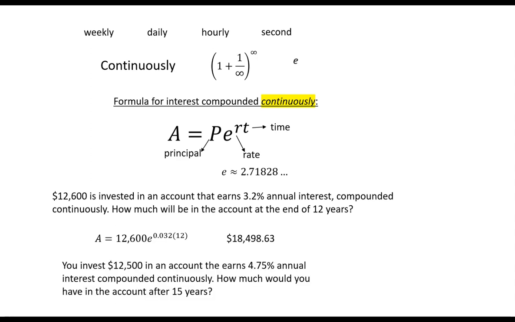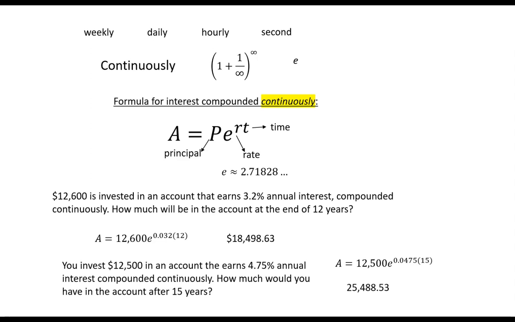All right, here's one for you. Read the problem, pause the presentation, calculate the value, and see if you get it correct. You invest $12,500 in an account that earns 4.75% annual interest, compounded continuously. How much would you have in the account after 15 years? Pause, calculate, and then resume. What we plug into the formula is 12,500 times e to the 0.0475 times 15.